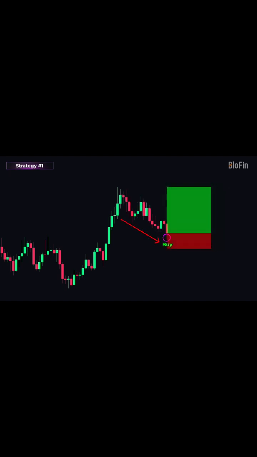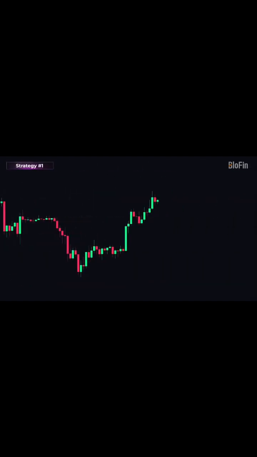Starting with the first one. This strategy is all about taking advantage of trends. But instead of chasing the trend, the key here is to enter during a pullback of that trend. This way, when the trend continues, you'll end up with way more profits because you entered with a better risk to reward. So here's how the strategy works.